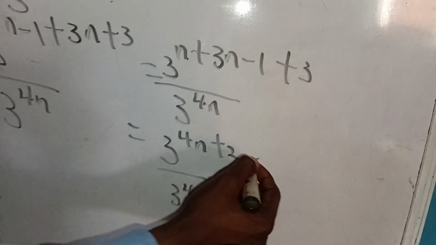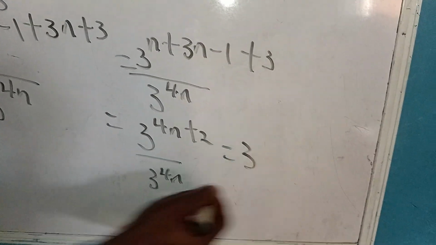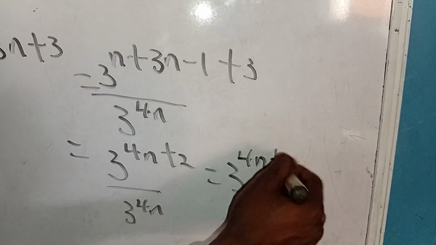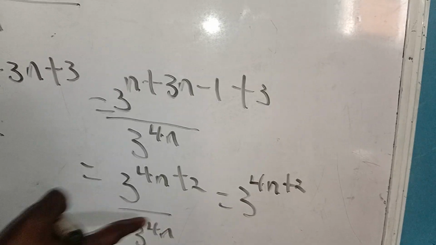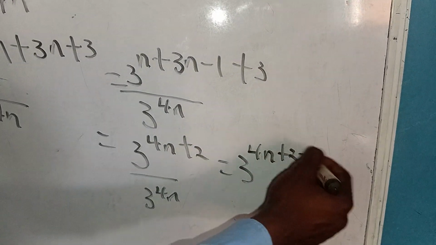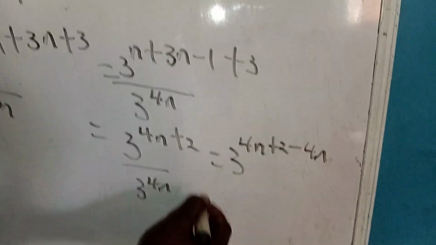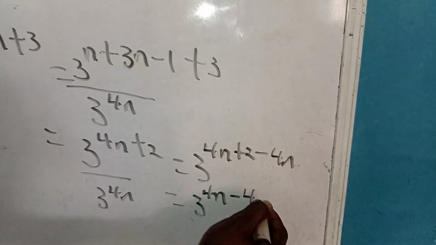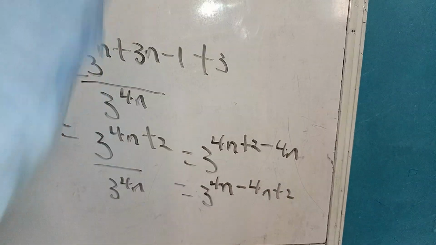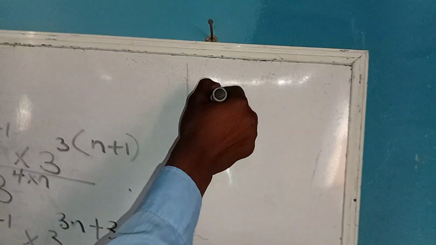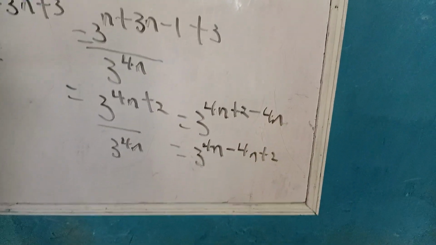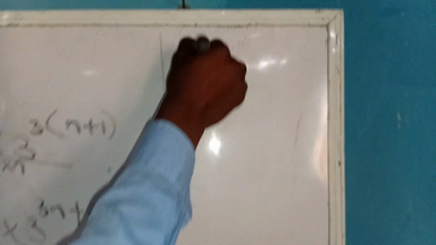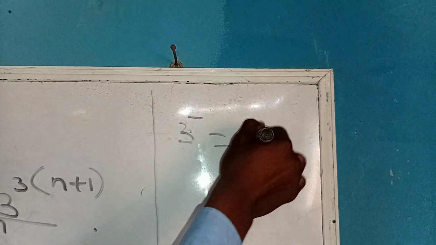Now we are going to have equals 3, by following the second law of indices, 4n plus 2, then division will change to subtraction. That is minus 4n. So we are going to have 4n minus 4n, collect like terms, plus 2. So what you have is 3 raised to power 4n minus 4n, which is 0. So we are left with plus 2 here. That means it's going to be 2. And 3 raised to power 2 gives us 9.